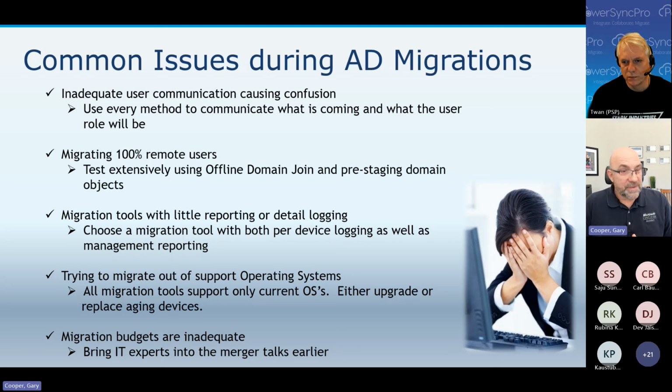There are some migration tools, typically older ones, or like Microsoft's free one, that have very little reporting. And I'm talking about not just detail logging, like Tuan had suggested in his tool in the migration PowerSync Pro, but also managerial reports. How many objects have we synced? How many objects have we moved successfully, so that your executive sponsors can talk about that and say how wonderful it's doing. As I mentioned before, what about out-of-support operating systems? A lot of migration tools simply don't migrate them. What do you do, right? How do you address that? And then migration budgets. Again, those frequently are inadequate.